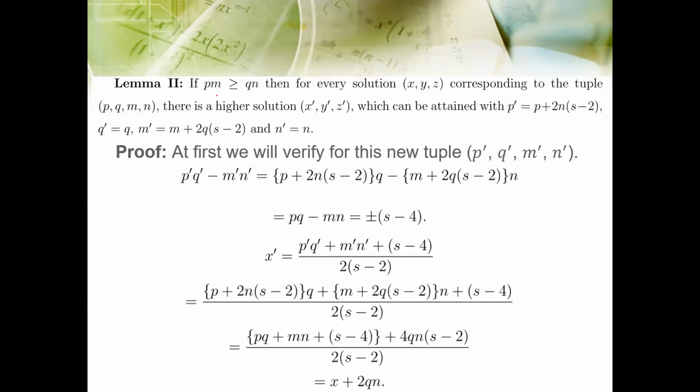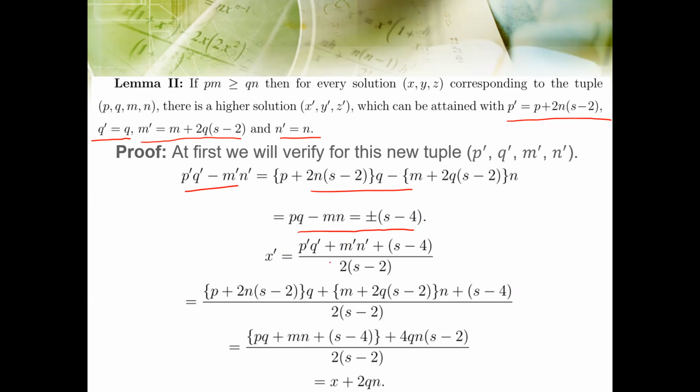Lemma 2 says that if pm is greater than or equal to qn, then for every solution x, y, z corresponding to the tuple p, q, m, and n, there is a higher solution x dash, y dash, z dash, which can be attained with p dash equal to p plus 2n times s minus 2, q dash equal to q, m dash equal to m plus 2q times s minus 2, and n dash equal to n. And here, if we plug the values of p dash, q dash, m dash, and n dash, we get this, and this will be p q minus mn, which is equal to plus or minus s minus 4.